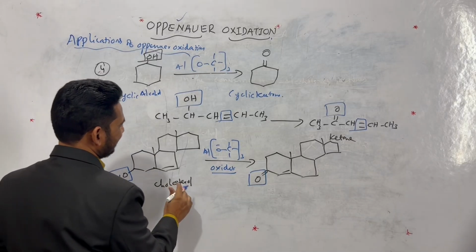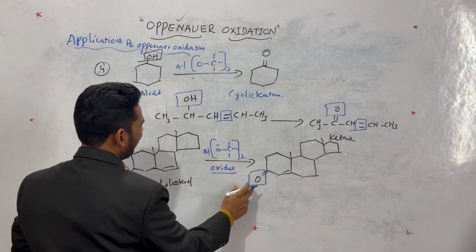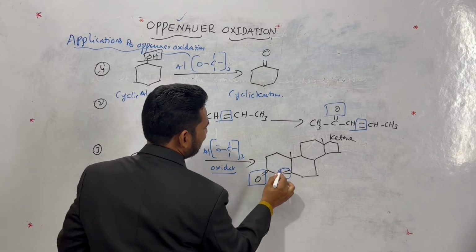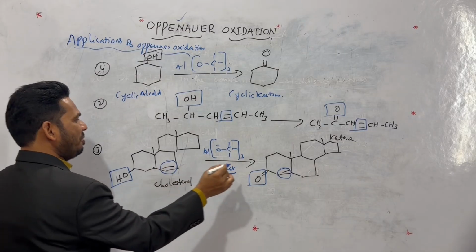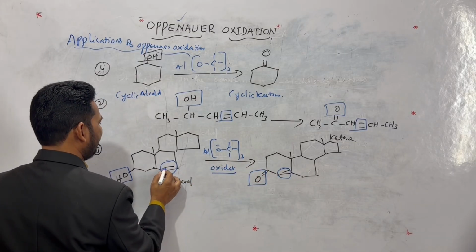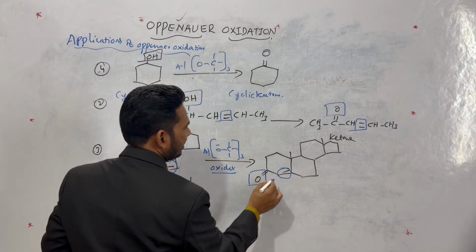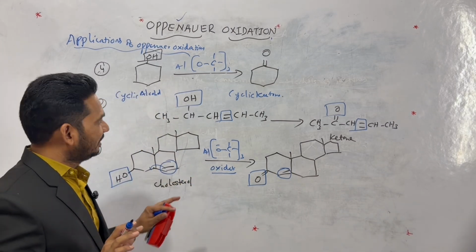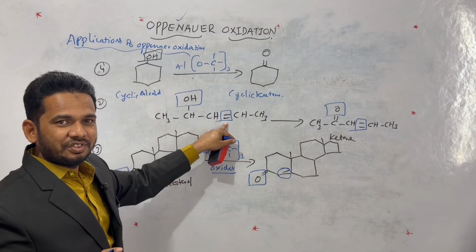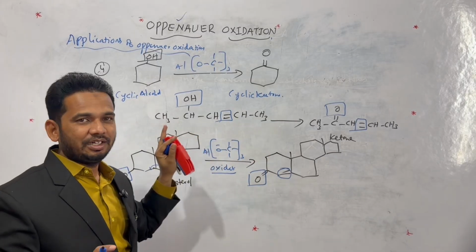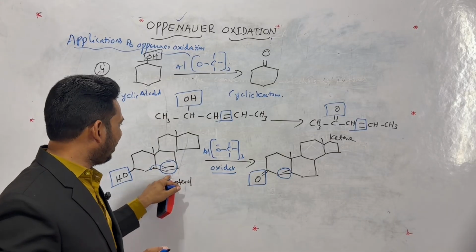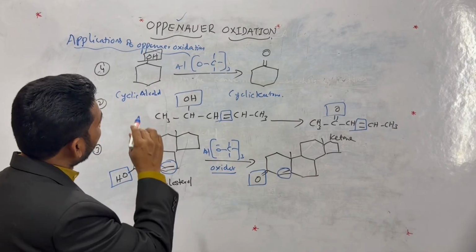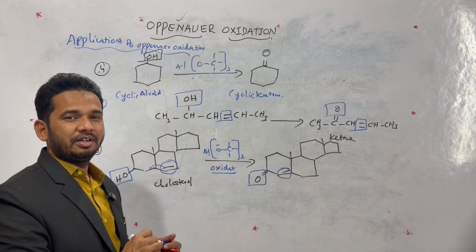Here also, in the case of cholesterol, this alcohol is converted to the ketone. But see, here the double bond is present in this position, but in this case it is present at this position. Only movement it shows. The double bond moves from here to here, but it does not remove the double bond. That also happens. Here see, no movement, no disturbance, the double bond is as it is. But here the movement of the double bond takes place, but it does not saturate the double bond. That is the main importance, the advantage of this Oppenauer oxidation.